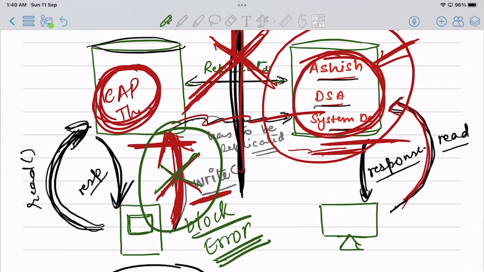So the data might not be consistent across, but the system is highly available. But on the other hand, if you see bank applications, let's suppose you are a student and your father deposited 10,000 in your account, online or through net banking, and some network failure happened, and you are not able to see it here, the data is inconsistent. It will not be a very good user experience, right?